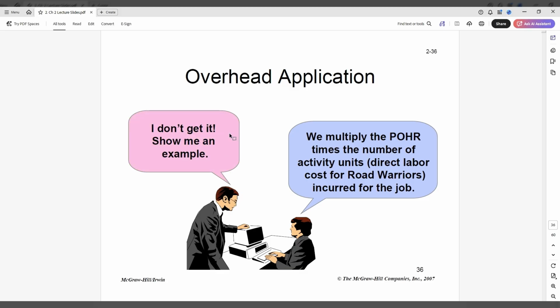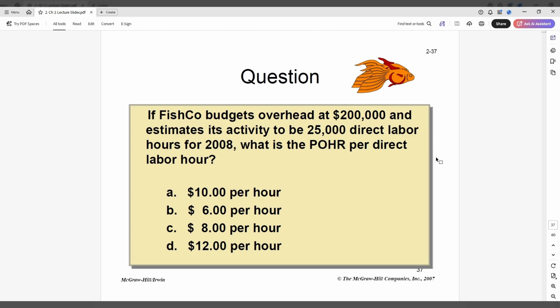And then this guy says, I don't get it. Show me an example. So I get it. It's kind of tricky. So we'll practice with this again quite a bit, but let's look at this question just to see some numbers here. So if Fishco budgets overhead at 200,000, and estimates this activity to be 25,000 direct labor hours, what is the POHR per direct labor hour? Again, now we're using direct labor hours, not direct labor cost. So that's a little different.